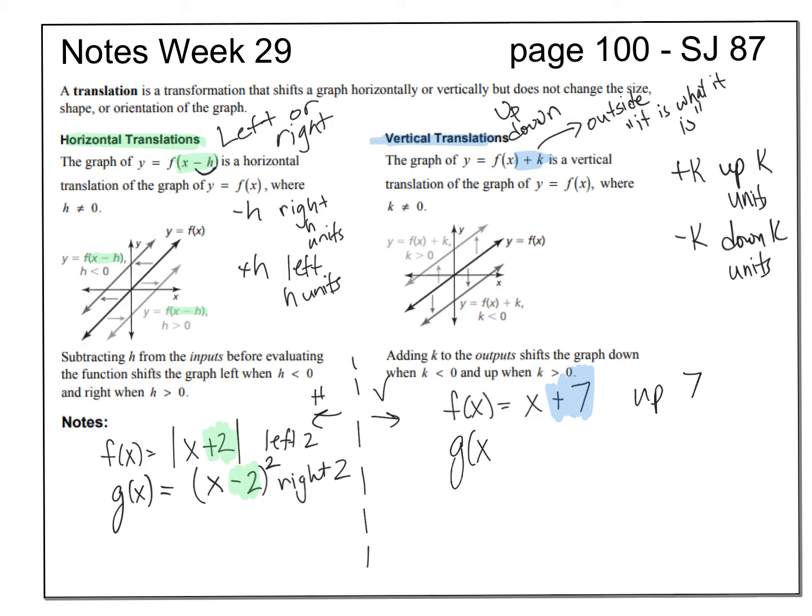I'll do an absolute value. Absolute value of x minus 7. So that minus 7 is outside of the absolute value. So that's a vertical movement. That means down 7. And let's do a quadratic.